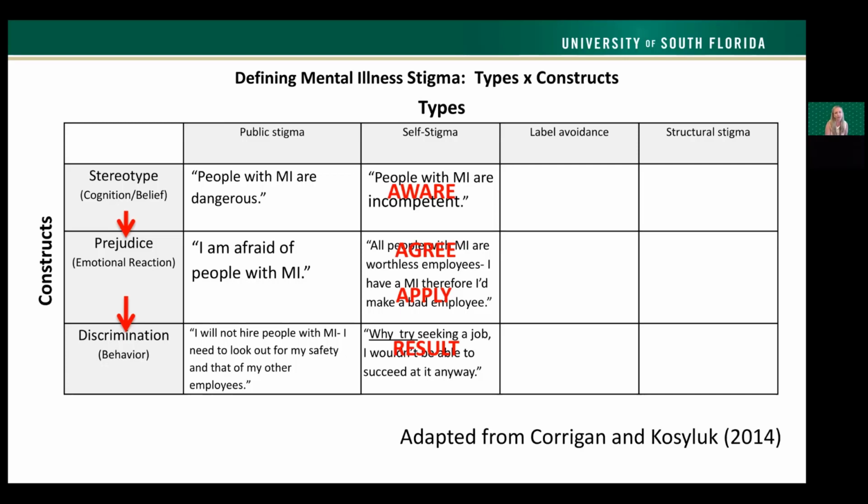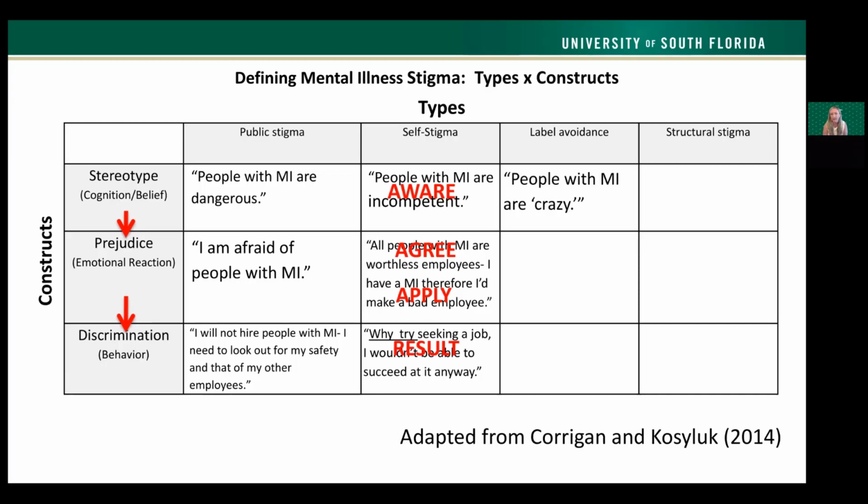One thing I forgot to mention earlier is when it comes to public stigma, and to a large degree structural stigma as well, and I guess we could apply this to self-stigma, advocates agree that it's really important to address stereotypes and to address prejudice. But what really, really matters is preventing discrimination. So preventing unequal treatment of people with mental health conditions.